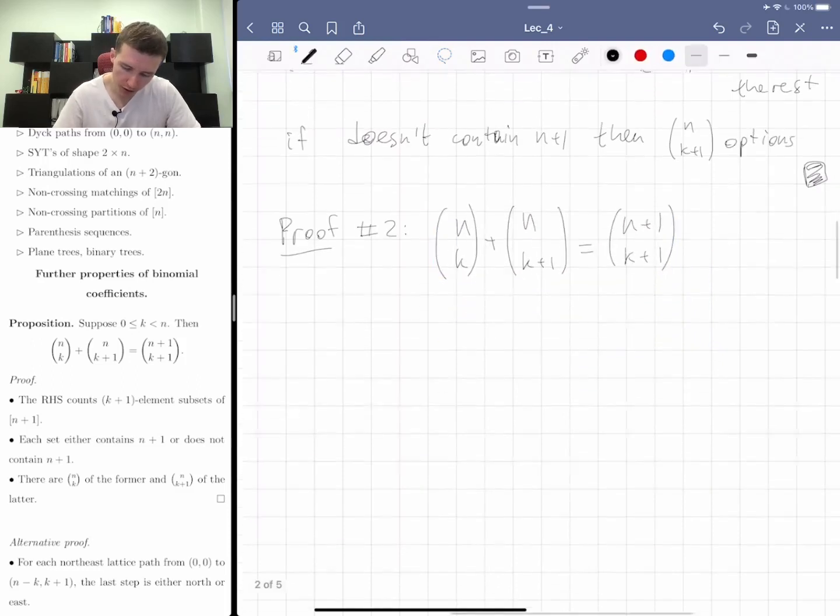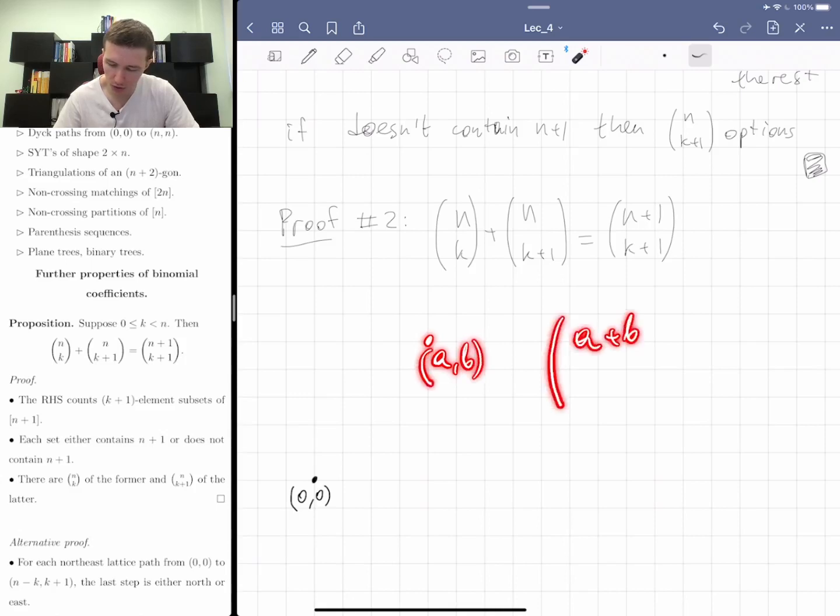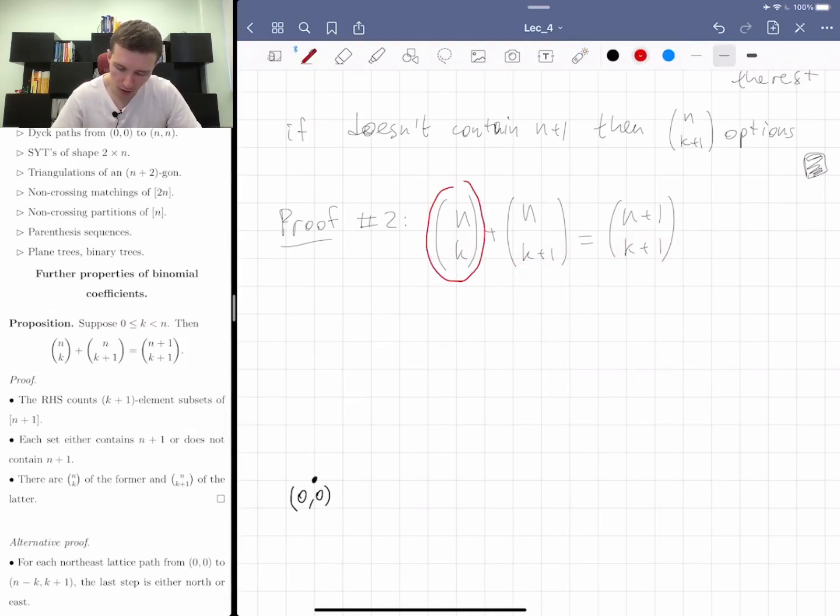Okay, let's say all paths have to start at 0, 0. As you remember, if I have some point a, comma b, then the number of lattice paths is given by a plus b choose b. In other words, the horizontal coordinate is the difference between the top number and the bottom number, and the vertical coordinate is just the bottom number. So n choose k counts lattice paths from 0, 0 to n minus k, comma k.